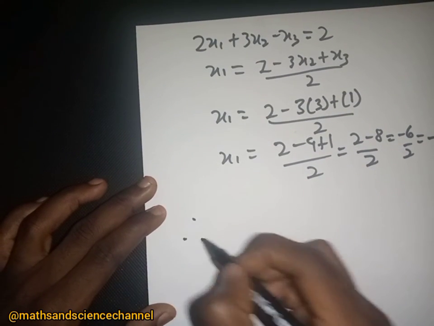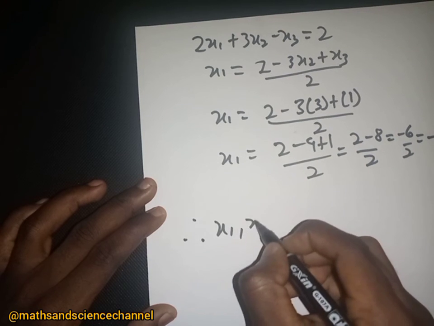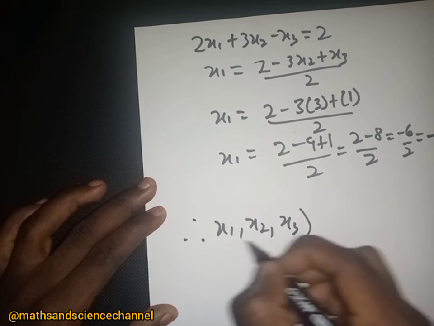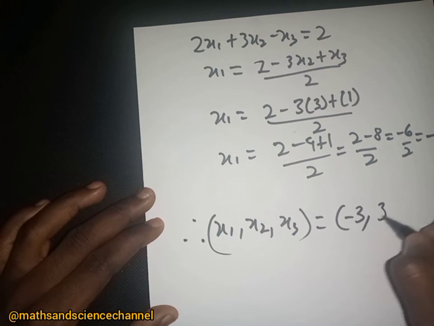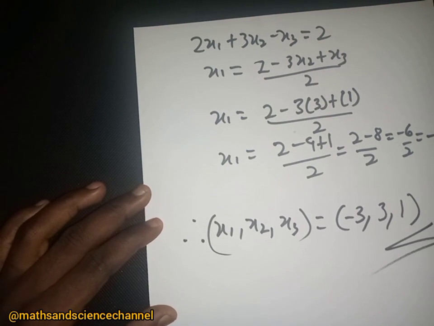So therefore we can conclude that x1, x2, x3 here is just equal to negative 3, with x2 being 3 and x3 being 1.